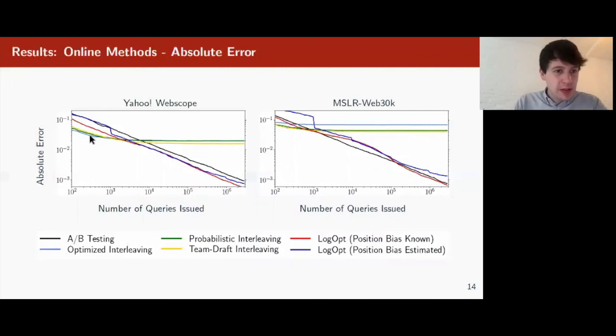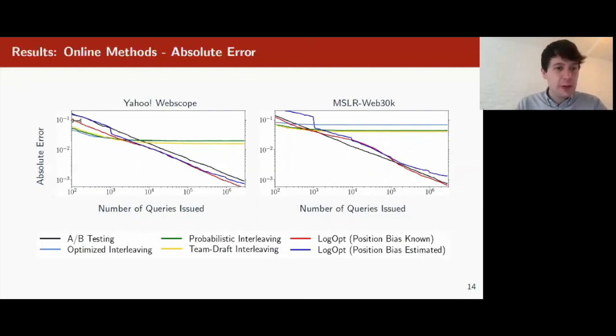If you compare that to the yellow, the green, and the blue line, which are all interleaving methods, we see that initially they have a much lower error, but they're clearly biased. They converge on an error of 1% or so. And even when they have 1,000 times the amount of data, 1,000 times the number of queries, the error doesn't go down. So this clearly shows us they're biased.